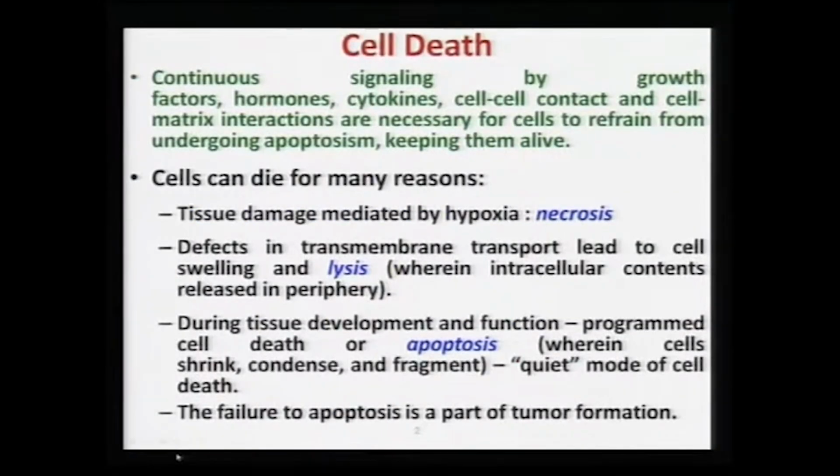Now, continuous signaling by growth factors, hormones, and cytokines, and cell contact and cell matrix interactions are necessary for cells to refrain from undergoing apoptosis, keeping them alive. So, what it means is that as long as the cells receive all the signals necessary for their survival, cells will survive. The moment the cells are deprived of these signals, cells will undergo apoptosis or death. It is as simple as that.